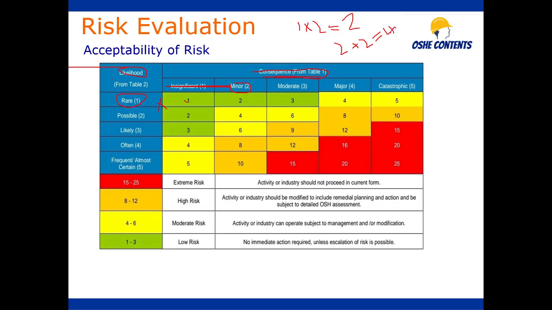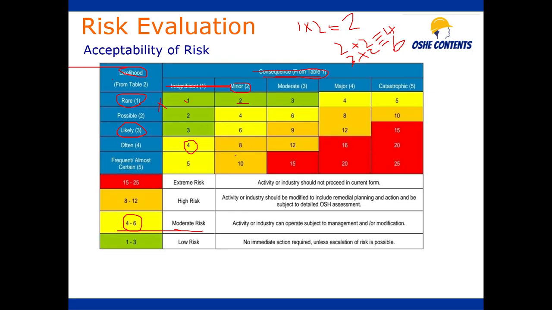Let's see, what is 4? 4 is here. So 4 to 6 is moderate. And moderate means the activity or industry can operate subject to management and or modification. Another one is, if the likelihood is 3 and the consequences, for example, is 2, so 3 multiplied by 2, that will be 6.